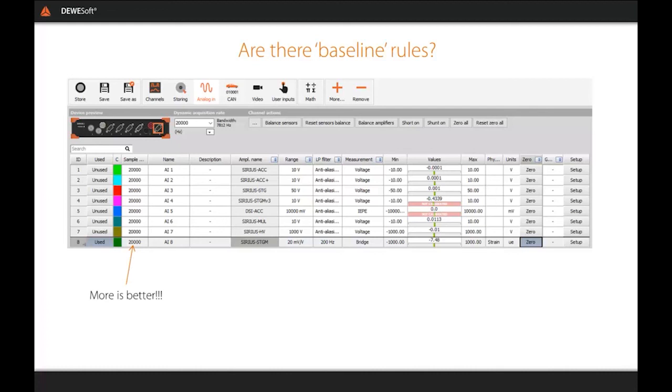So more is better. And remember, memory doesn't cost $4,000 for 256 kilobytes anymore. It doesn't mean you have to collect all of your data at 200 kilohertz. It means you could collect all of your data at 200 kilohertz, or whatever your system limit is.